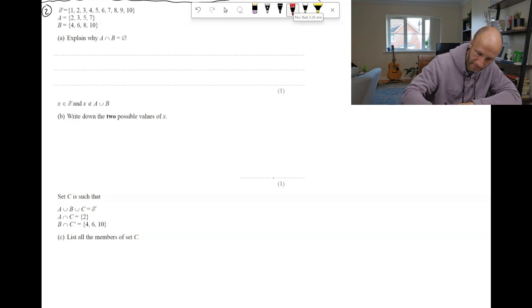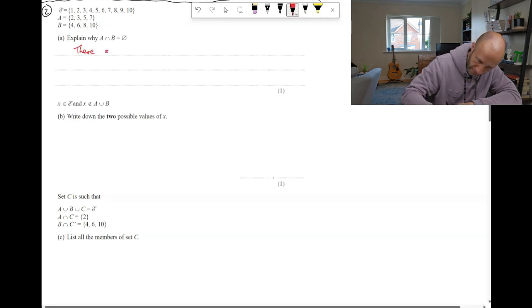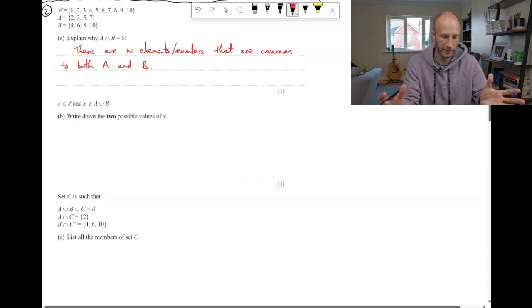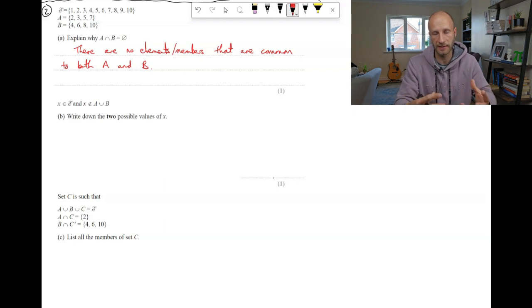So all you have to say here is that there are no elements or members, you can pick either of those words, that are common to both A and B. There is no overlap, there's nothing common, and therefore their intersection has no elements in, and that means it is the empty set.